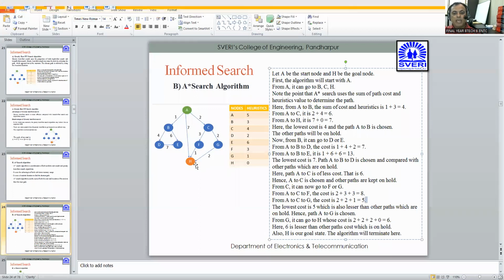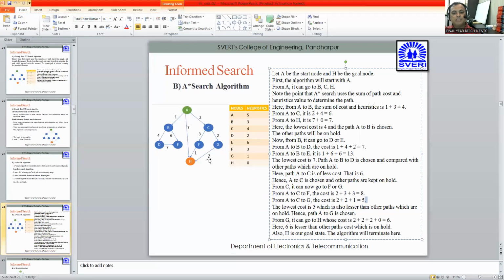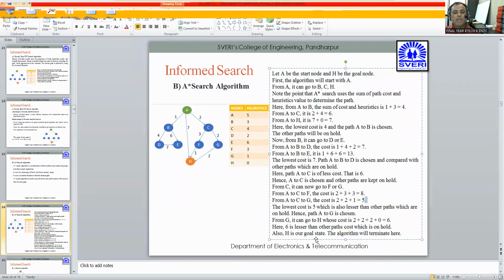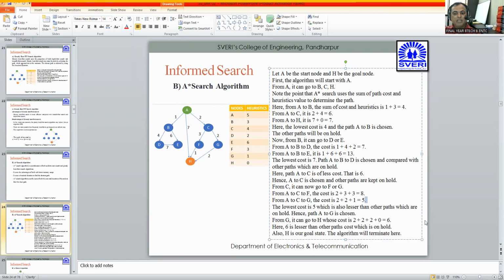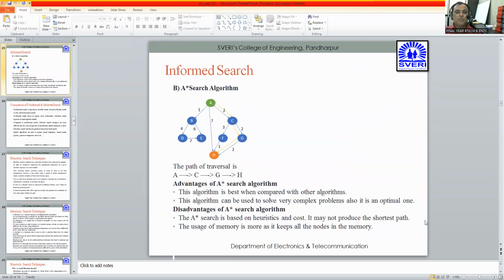Now from G to H, it will be 2 plus 0 plus 2 plus 2. So it will be 6. So 6 is lesser than the other paths that could be on hold. And therefore H is the goal state achieved. The algorithm will terminate here. So what will be the path? The shortest path will be A, C, G, and H.